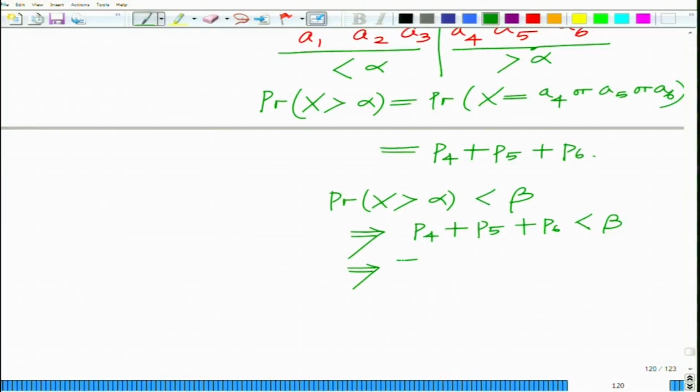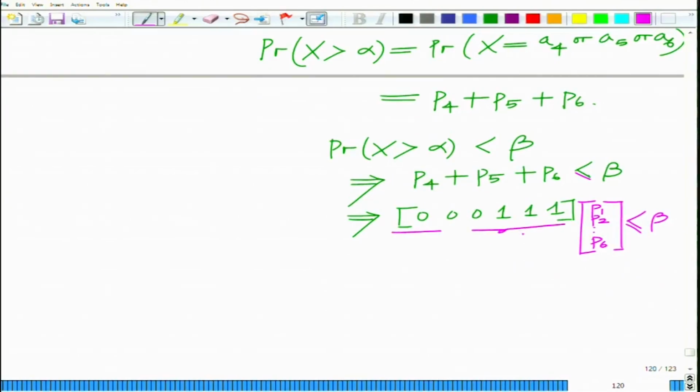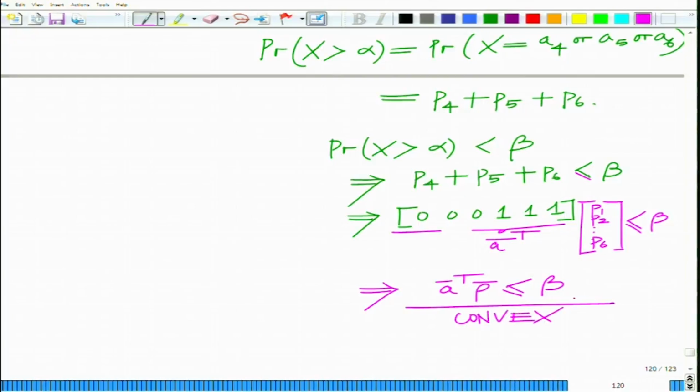This implies basically 0, 0, 0, 1, 1, 1, which is your A bar transpose times P1, P2 up to P6. I am sorry, this is less than or equal to beta. So you can write this as A bar transpose P bar less than or equal to beta, and this is a convex set. So the set of all probability vectors P bar such that the probability x is greater than alpha, some fixed constant alpha, is less than or equal to beta is a convex set.